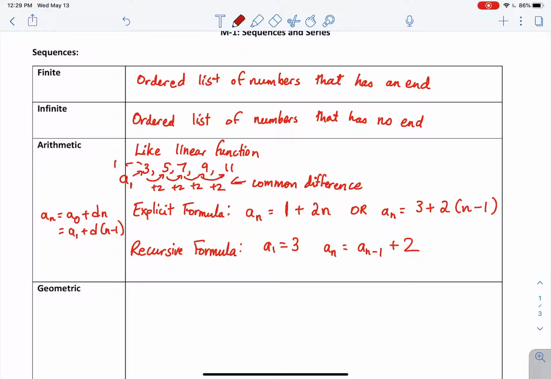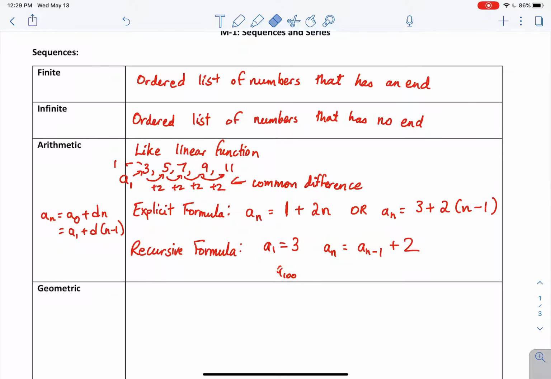Now the problem with this is, supposing I ask you, what's A sub 100? Well, to know A sub 100, you need to know A sub 99. And to know 99, you need to know 98. And to know 98, you need to know 97. So it's going to take you a long time to figure that out, which is where the explicit formula is going to be faster in that case. But writing it, this was really quick for me, right? I didn't have to calculate what term came before it.